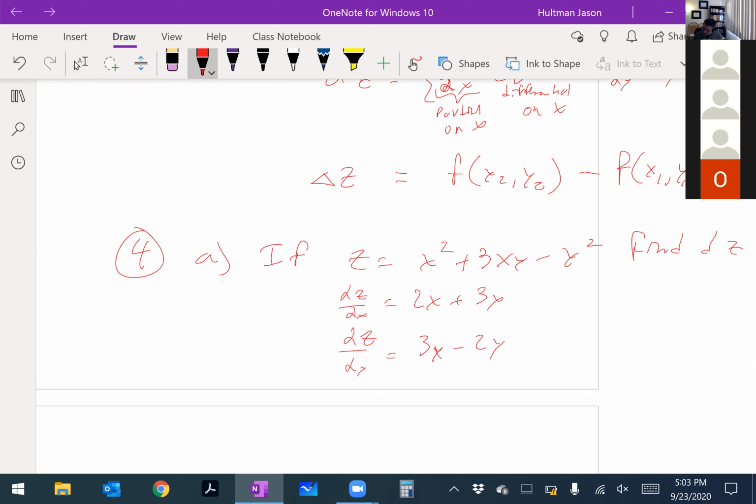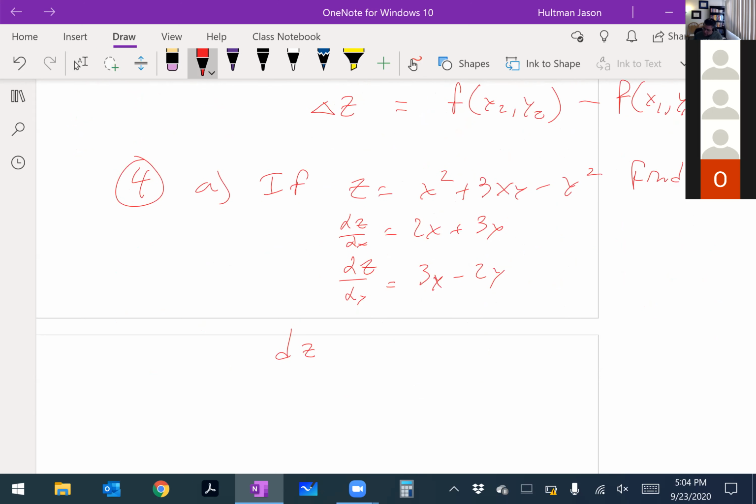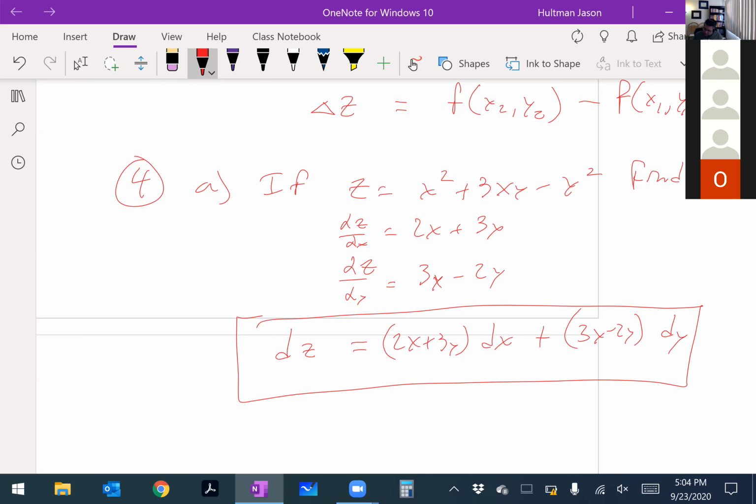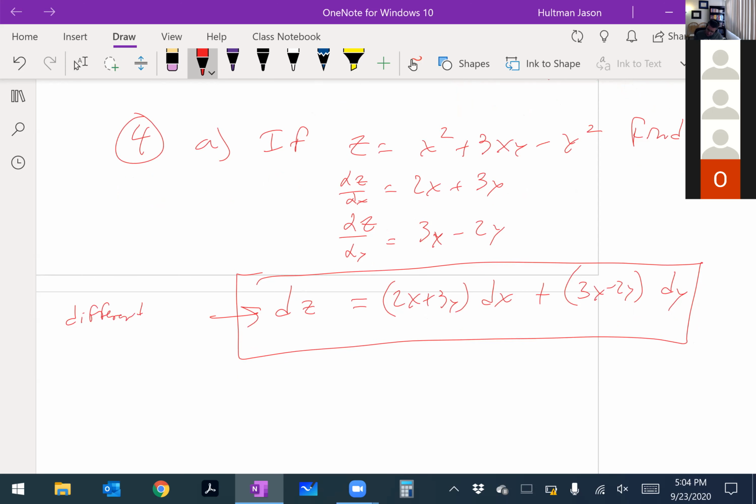And so they're saying that dz, the differential with respect to z, is equal to the partial on x dx plus the partial on y dy. So that is the differential of z.